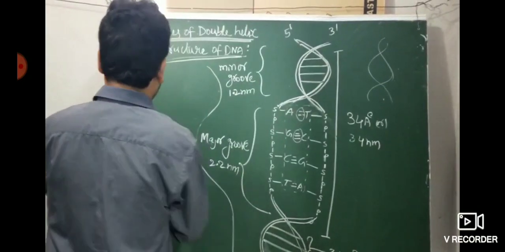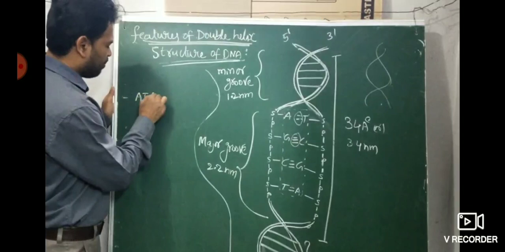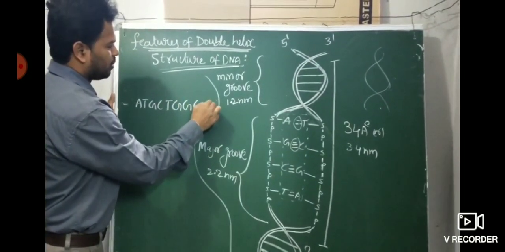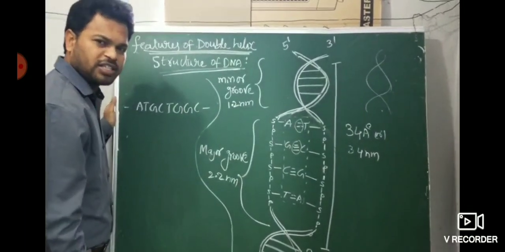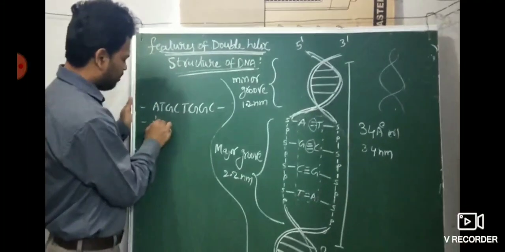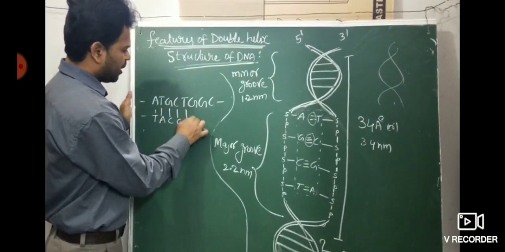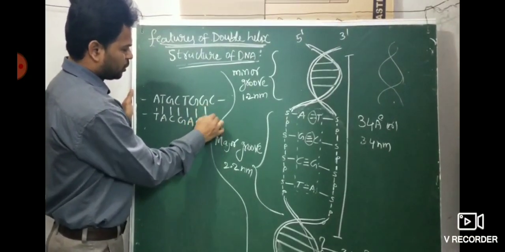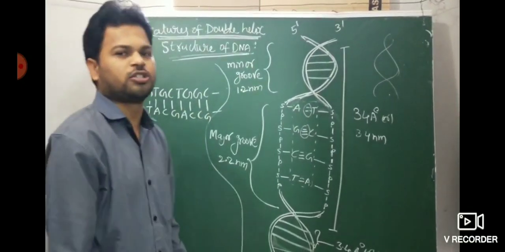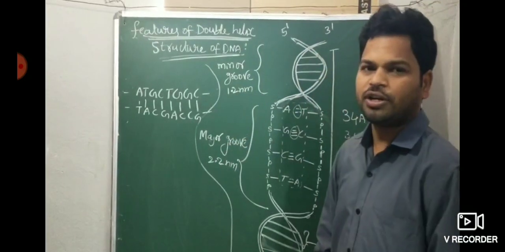For example, in the double helix structure of DNA, one strand consists of adenine, thymine, guanine, cytosine, thymine, guanine, cytosine. Then what is the sequence in the other strand? Opposite: thymine, adenine, cytosine, guanine, adenine, cytosine, guanine. This is the opposite strand. Such types of questions may also be asked. So this is nothing but the double helix structure of DNA features.